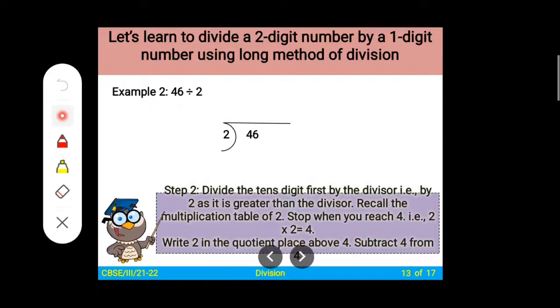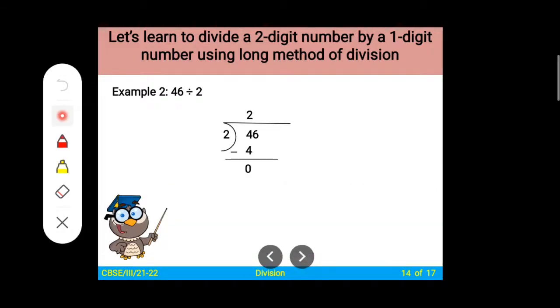So 2 ones are 2, 2 twos are 4. So write down 2 in the quotient and 4 below the 4 only. Don't write it down below the 6. Subtract it: 4 minus 4 is 0. Now what is the remaining number? That is the 6. So bring down the 6 like this.